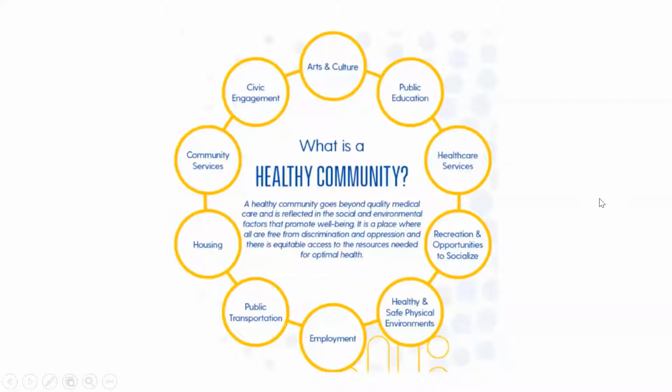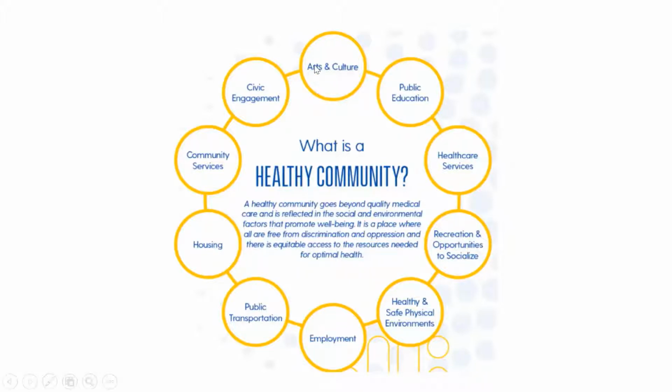Okay, so now what defines a healthy community? A healthy community goes beyond quality medical care and is reflected in the social and environmental factors that promote well-being. It is a place where all are free from discrimination and oppression, and there is equitable access to the resources needed for optimal health. For example, you don't have to travel to another country to get some green around you or some blue around you. This all needs to be around you and close, so that you're always feeling healthy. And it also involves social equity at the same time.